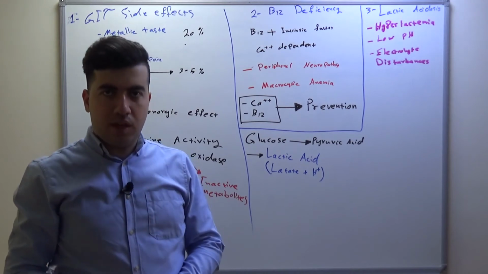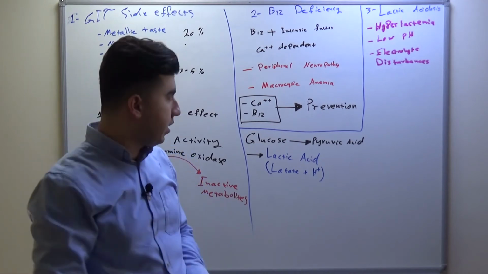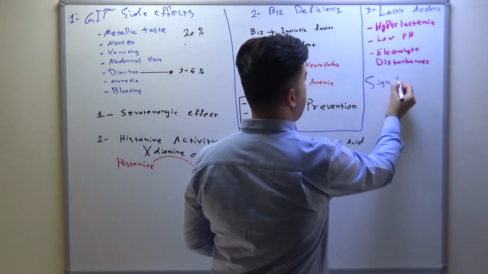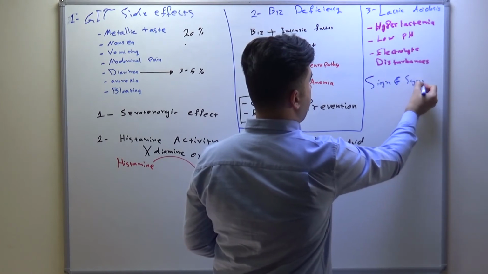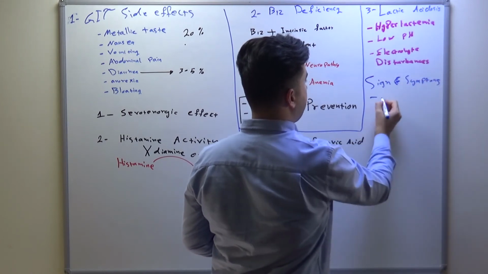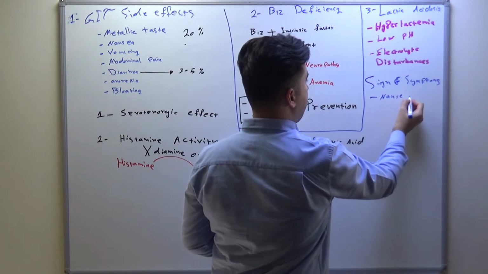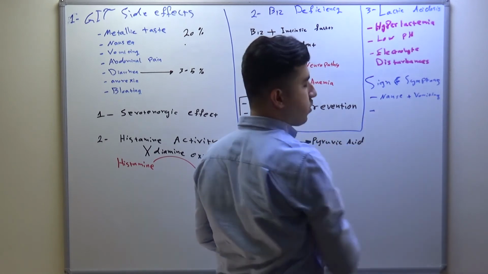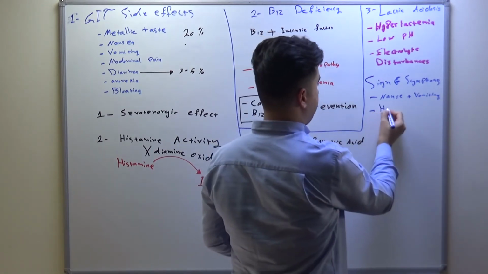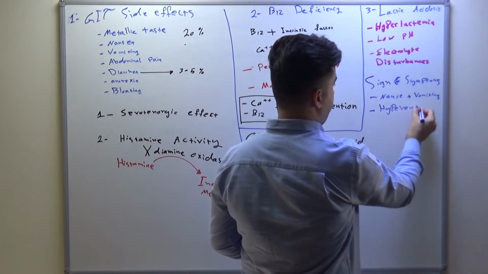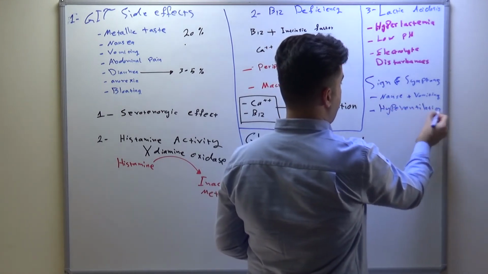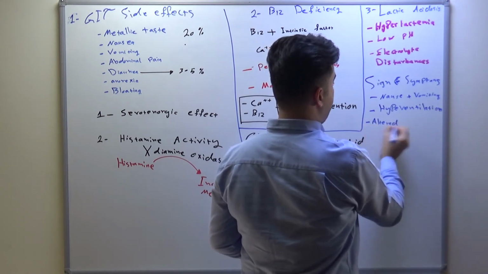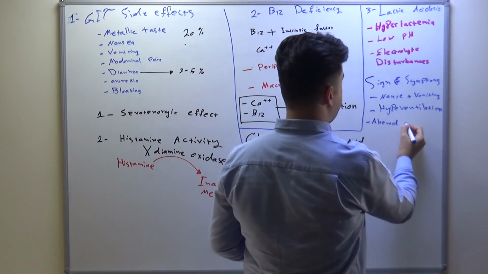And signs and symptoms are non-specific to metabolic acidosis, including nausea and vomiting, also hyperventilation, and also altered level of what? Consciousness.